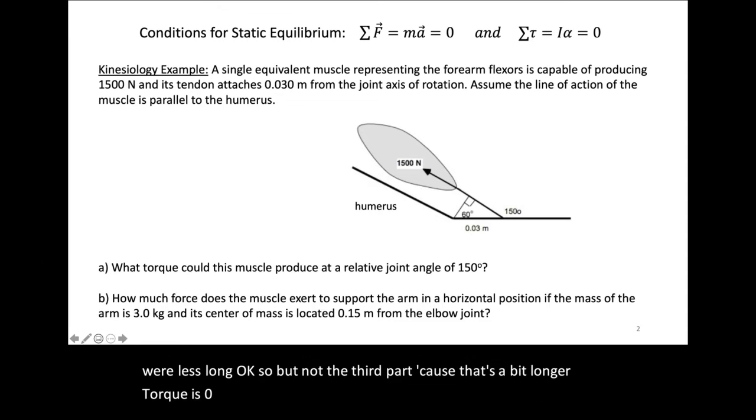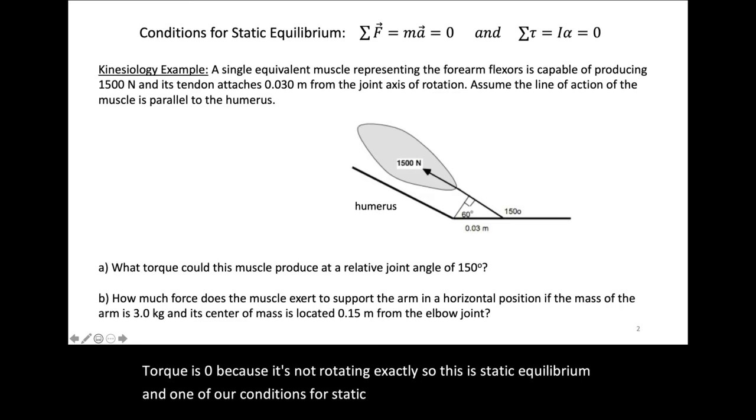Torque is 0 because it's not rotating, exactly. So this is static equilibrium, and one of our conditions for static equilibrium is that the net torque is 0.